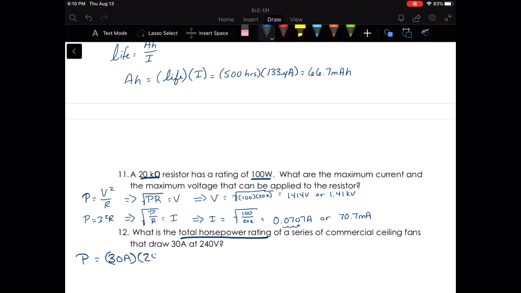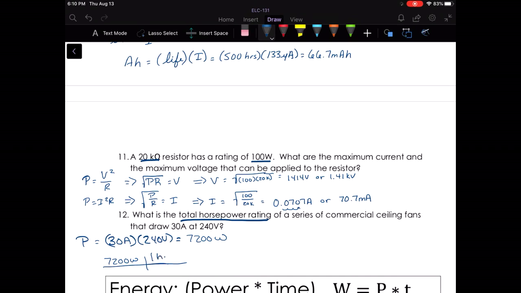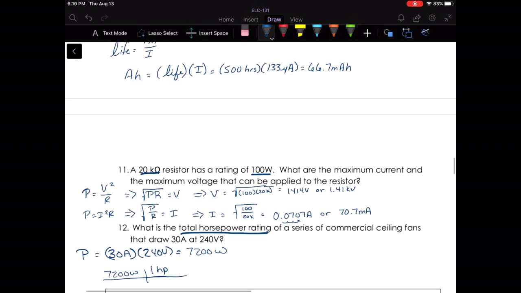Just going to multiply the current by the voltage, and we get about 7,200 watts. Now in horsepower, 7,200 watts. We want to convert that to horsepower. So 1 horsepower is equal to about 746 watts. So putting the watts on the bottom cancels the watts out in the 7,200, and we'll be left with just horsepower. So when we divide 7,200 by 746, we get 9.65 horsepower.